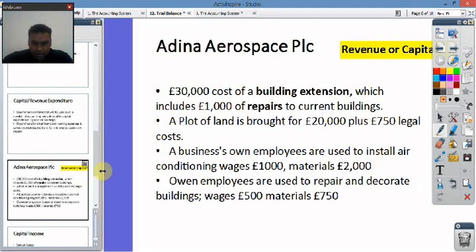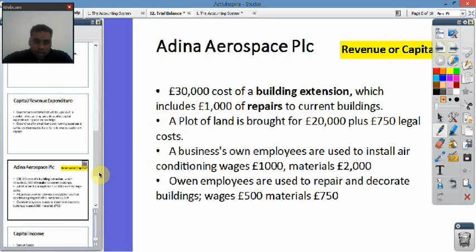So which ones are these? Are they revenue or capital? The cost of a 30,000 building extension, do you think that's capital or revenue? Well, that will be capital, obviously, because it's an asset that we're going to be using over a long period to earn profit, so that will be a capital item. Repairs to the current building, that's an ongoing expense, so that will be a revenue item. A plot of land is bought for £20,000 plus 750 legal costs for the land, and that's always a capital item. It's always going to be used over a number of periods. It never runs out, so it's always capital.